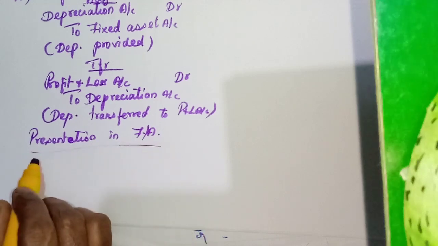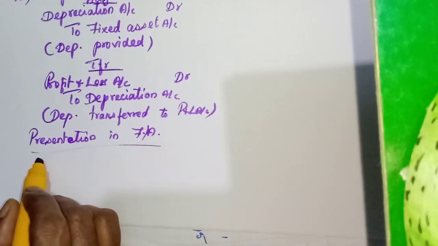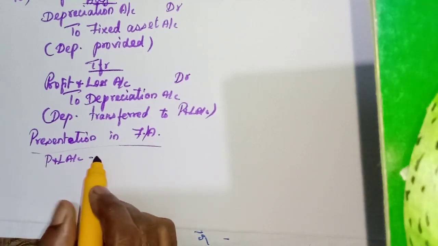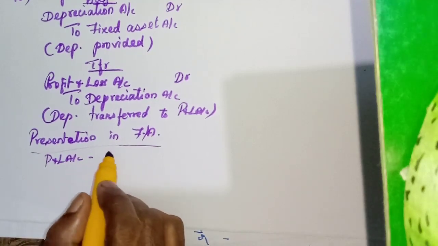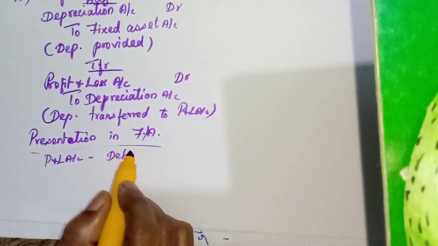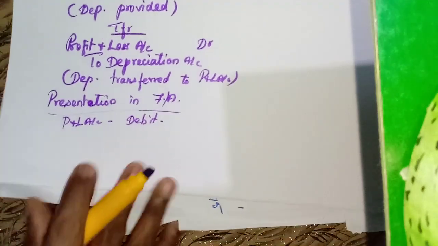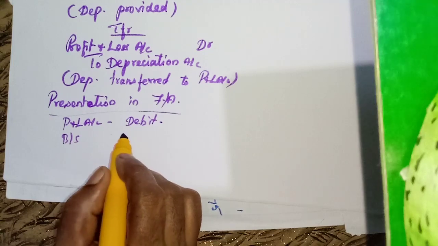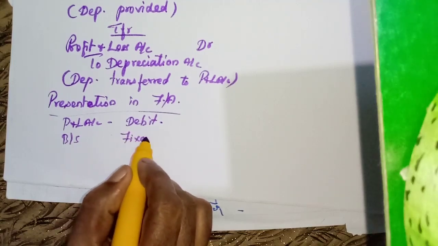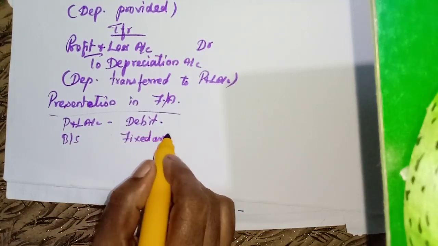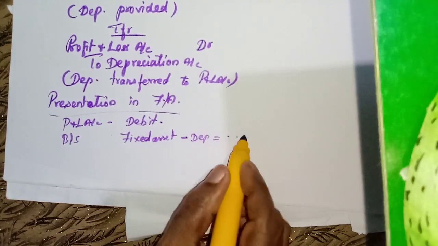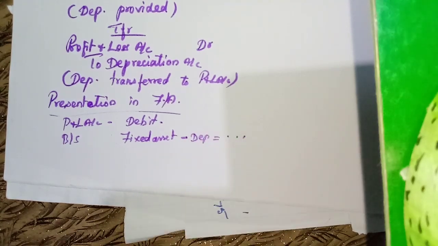In the final accounts, it is shown in the profit and loss account because it is a loss. So in the profit and loss account we need to debit depreciation. Then in the balance sheet, from the fixed asset you have to deduct the depreciation. We need to write the net amount.